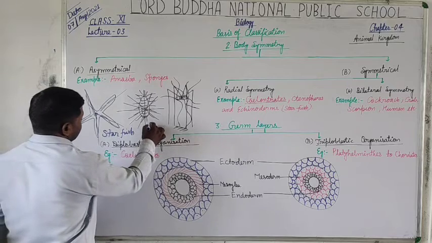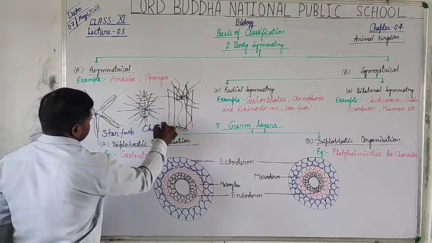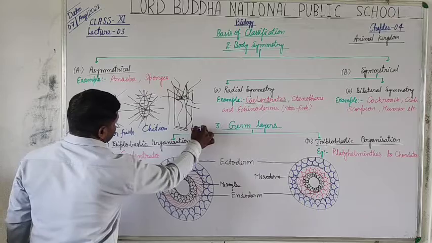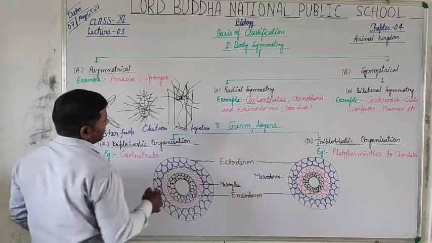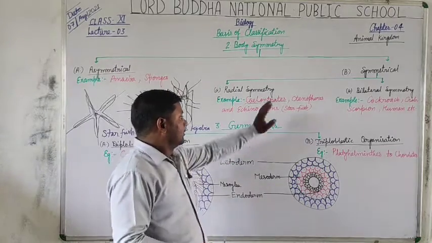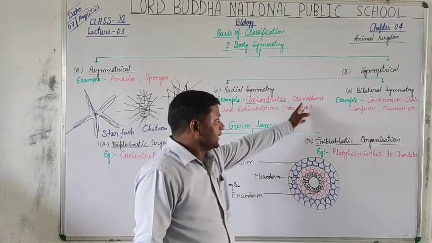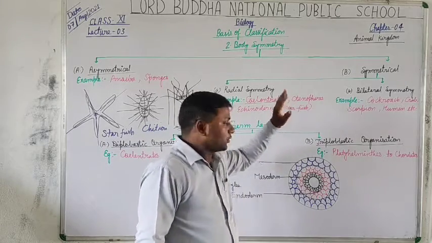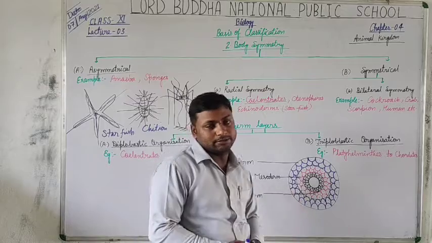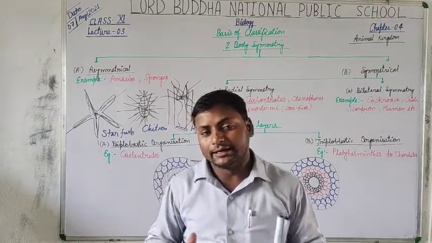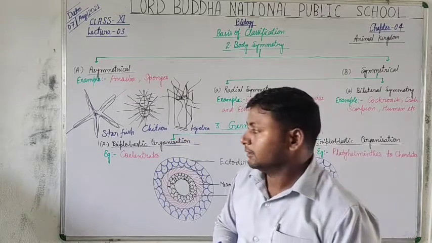This is the chiton, and this is the hydra. So students, the phylum Coelenterata and the Echinoderms possess radial body symmetry.